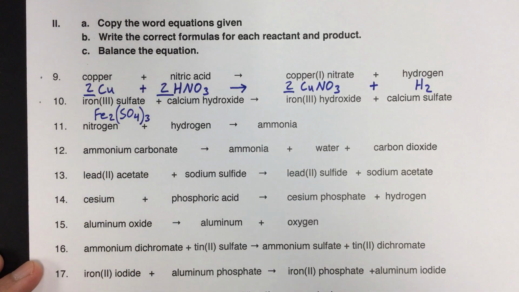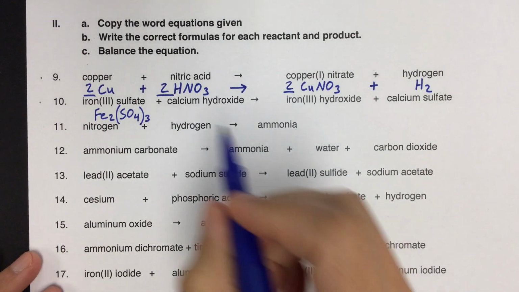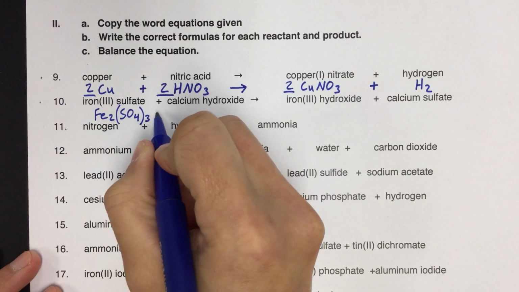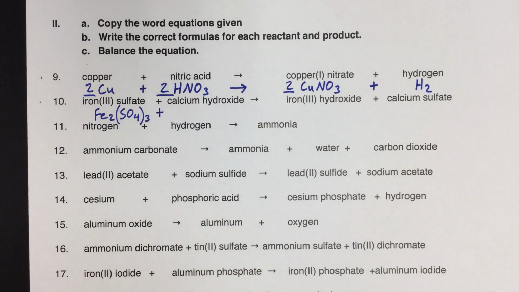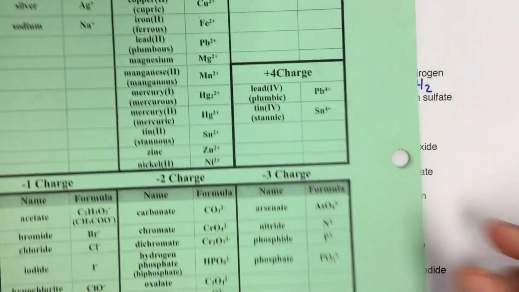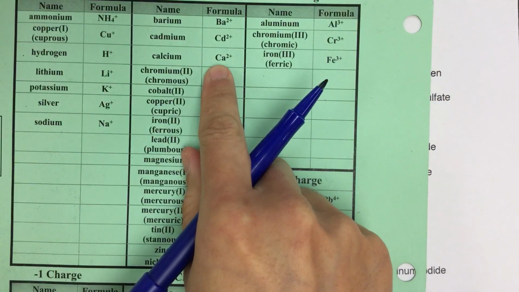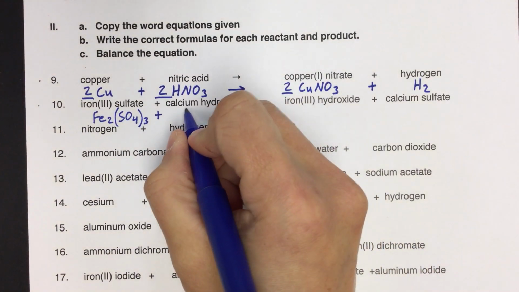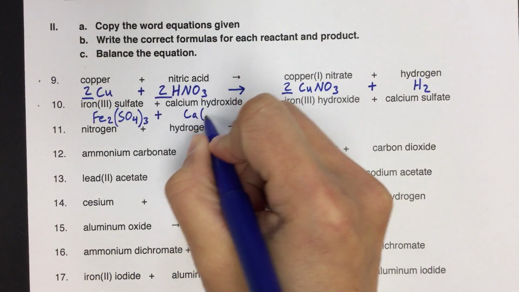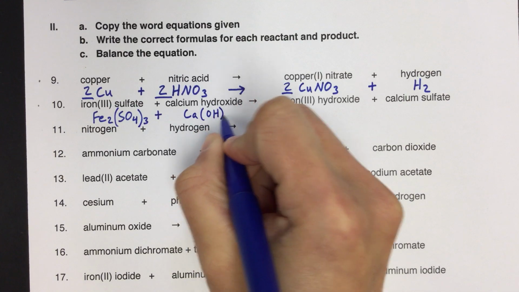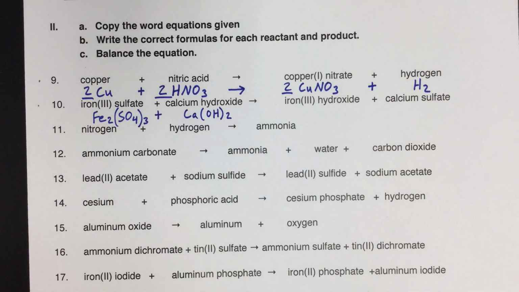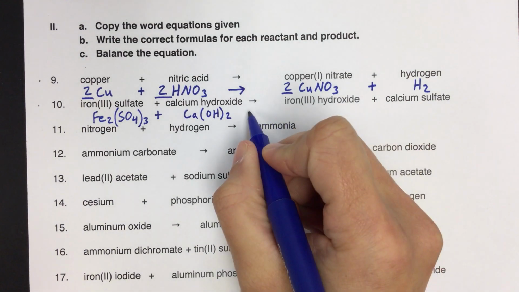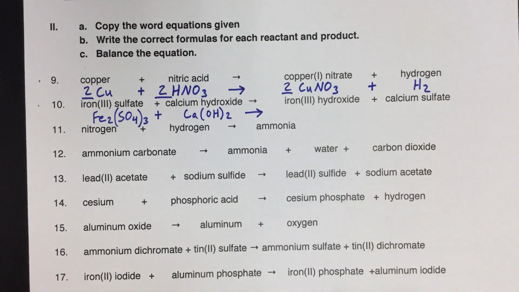So again, there are videos for ionic formula writing. This does not go away. You have to know how to do this. So that's iron 3 sulfate. Calcium hydroxide. Calcium has a charge of positive 2. Hydroxide has a charge of negative 1. So we're going to need 2 hydroxides. Do need the parentheses there, very important. And those are our reactants.